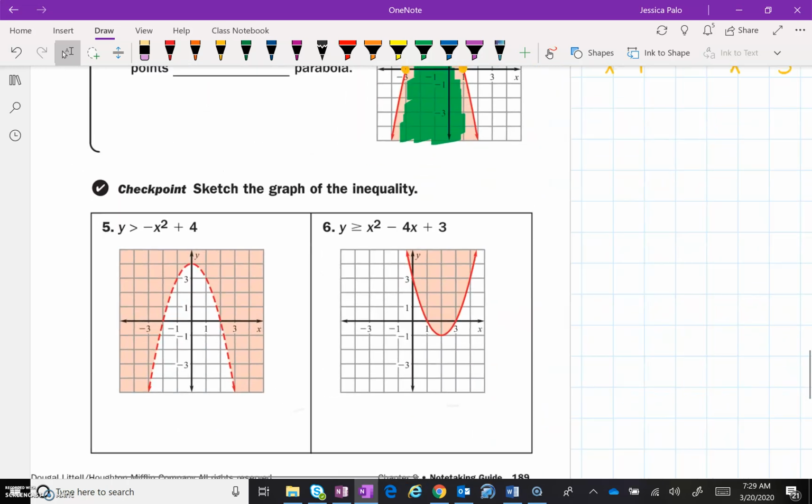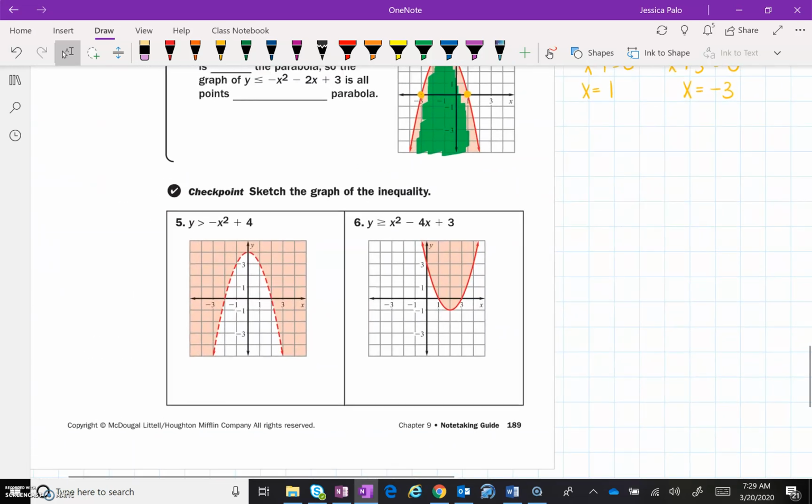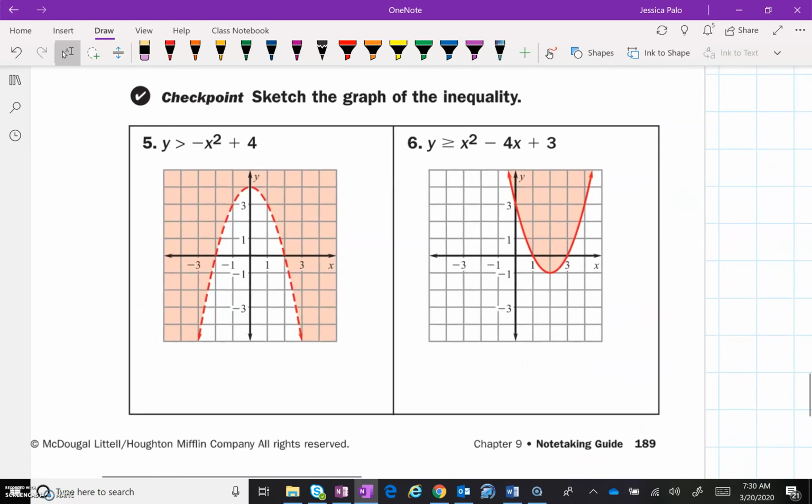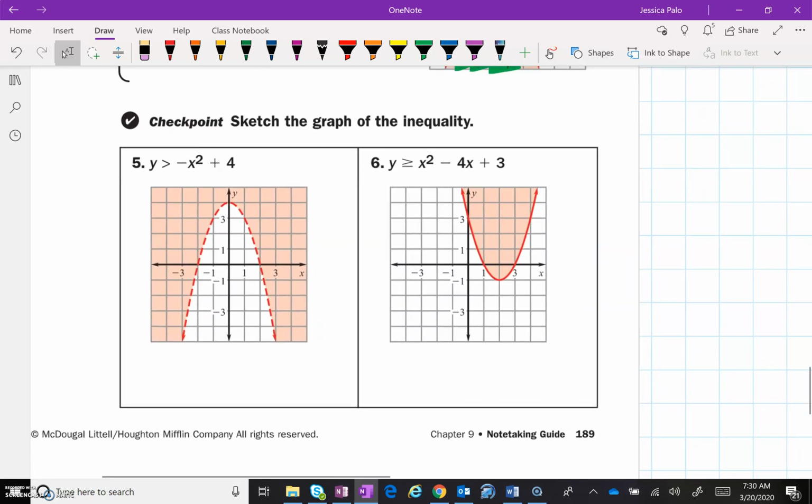Checkpoint! Alright, this is the last thing. When you are ready, pause the video. Make sure that you are able to find the vertex, find the roots using factoring or the quadratic equation, and shade appropriately to match the example. I'll be here when you get back.